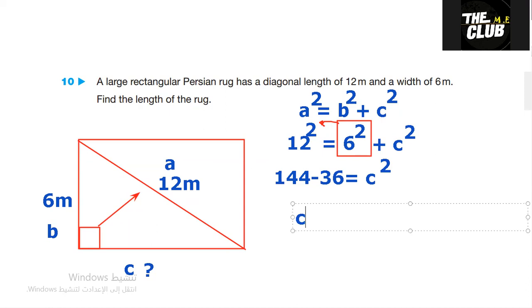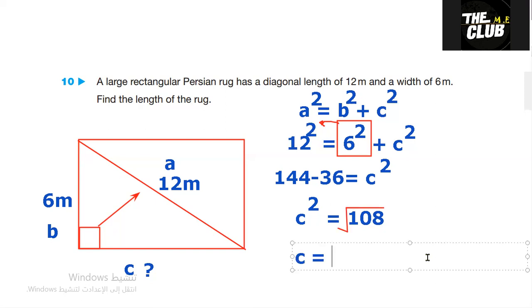So C squared equals 108. Now, to remove the square, I'm going to square root both sides. The square root of 108 is 10.39, and to three significant figures it's 10.4. So 10.4 meters. And this is the length of the rug. And this is how you answer a question like this.